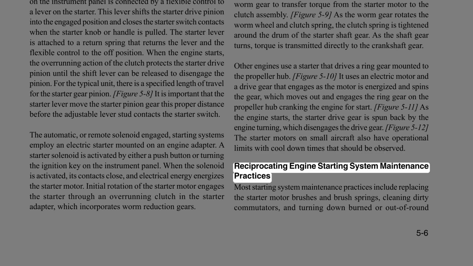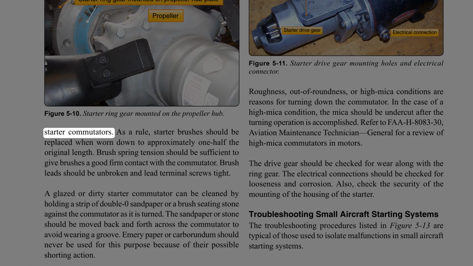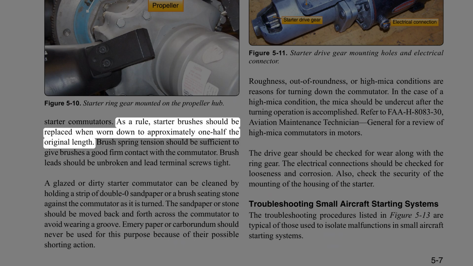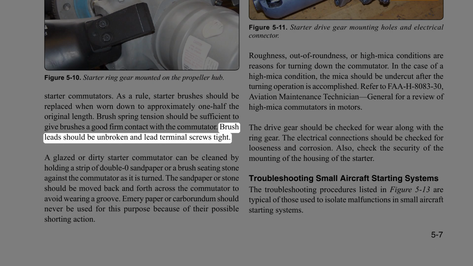Reciprocating engine starting system maintenance practices. Most starting system maintenance practices include replacing the starter motor brushes and brush springs, cleaning dirty commutators, and turning down burned or out of round starter commutators. As a rule, starter brushes should be replaced when worn down to approximately 1/2 the original length. Brush spring tension should be sufficient to give brushes a good firm contact with the commutator. Brush leads should be unbroken and lead terminal screws tight.